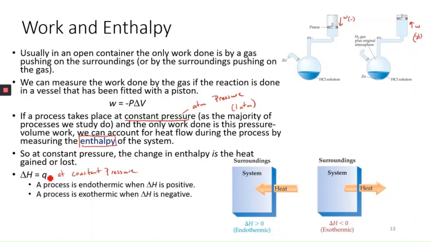So my change in enthalpy will be equal to the heat flowing in and out of my system at constant pressure. And if the process is endothermic, then delta H is positive and heat is flowing in. Right here, heat going in, endo. And if the process is exothermic, delta H is negative, heat is leaving. Heat is leaving, exo.